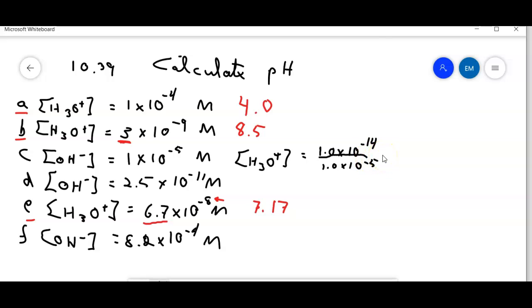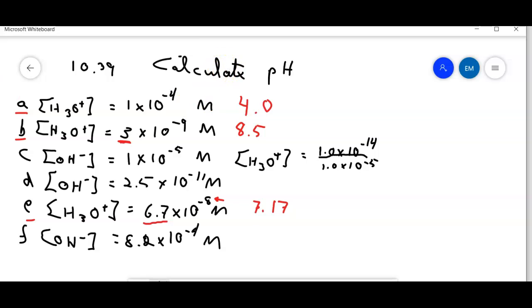We do that calculation, and we're going to get a really monstrous number there. We're going to have to convert that to scientific notation. Then we take the log of that, and that's a minus 9. So the pH is going to be 9.